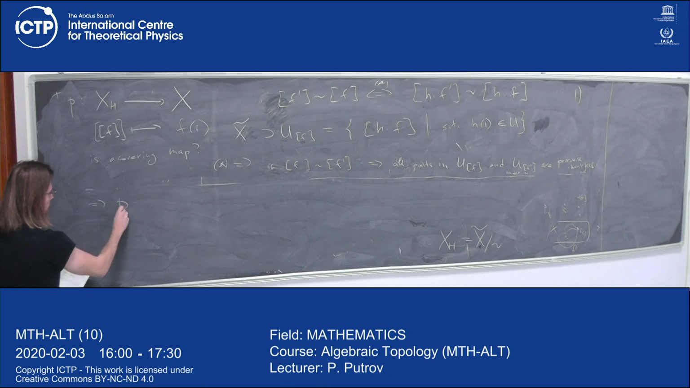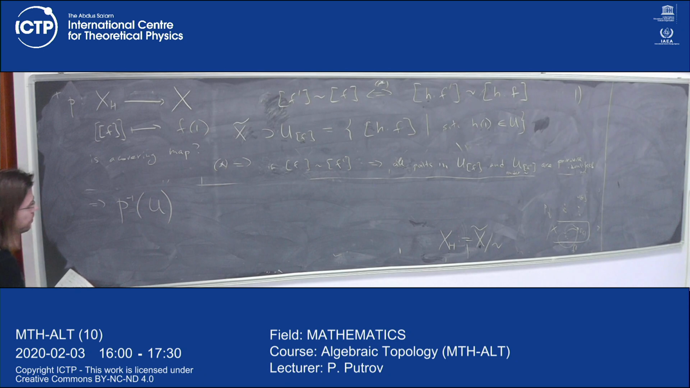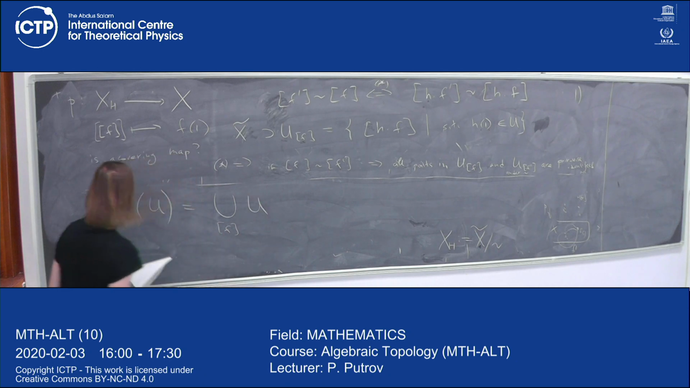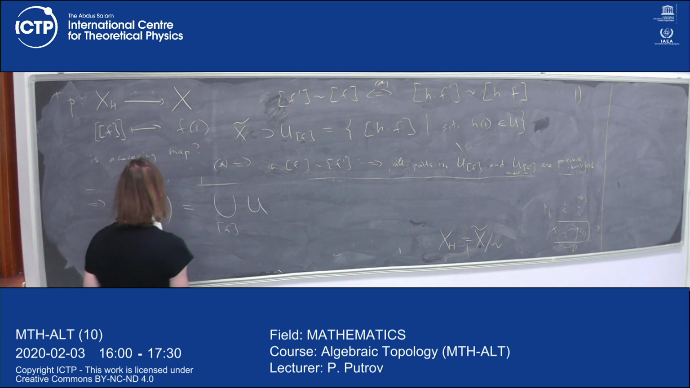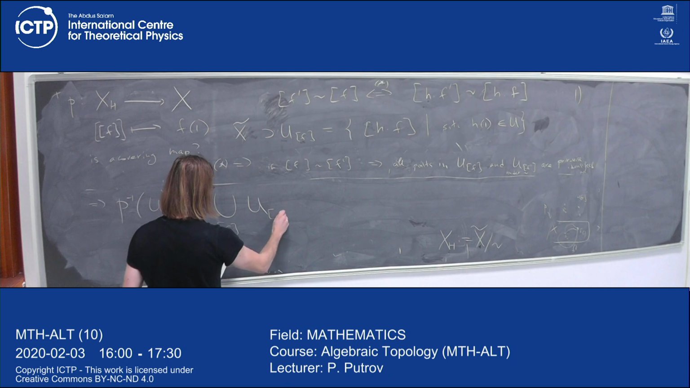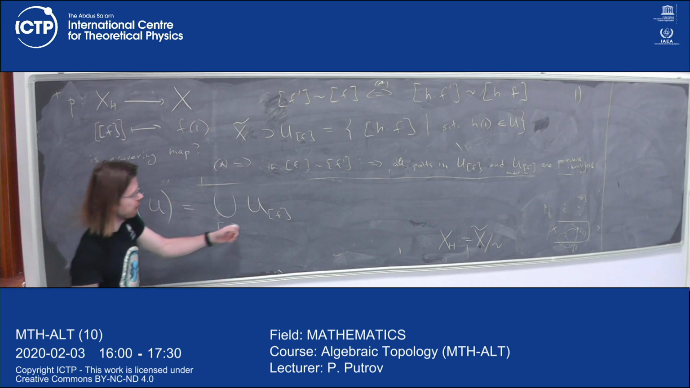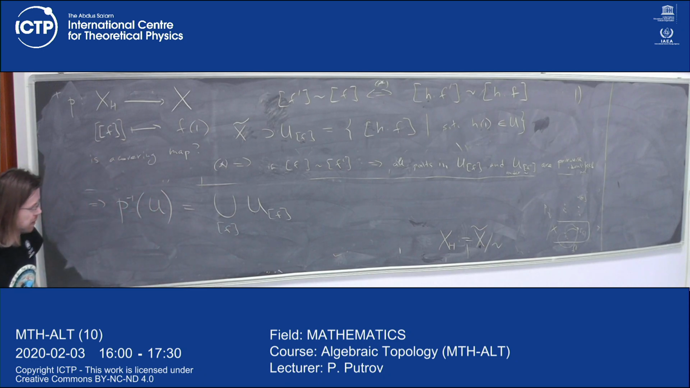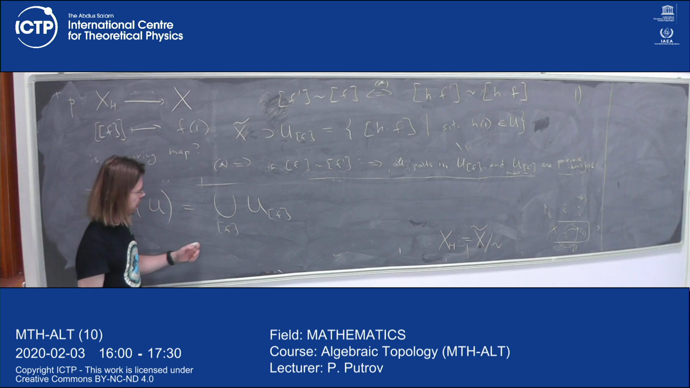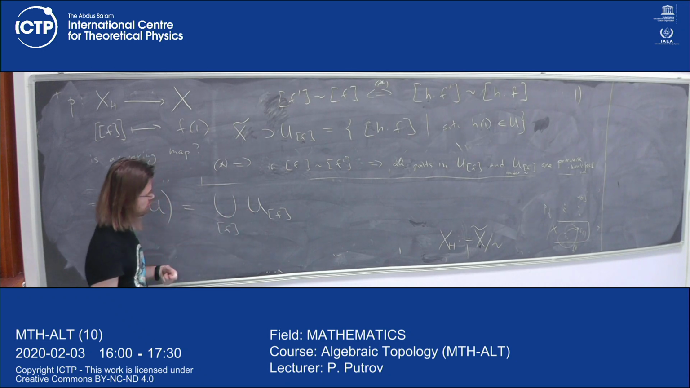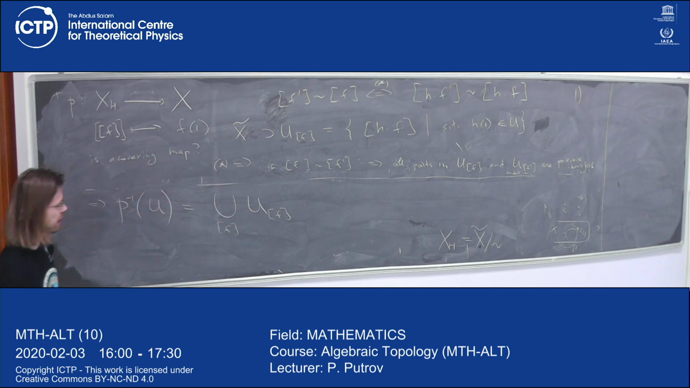That means, in particular, the P inverse of U will be... So what happened for the universal cover? P inverse of U was this union of the following open sets in X tilde. We argued that indeed they are all disjoint and they are all homeomorphic to U itself.